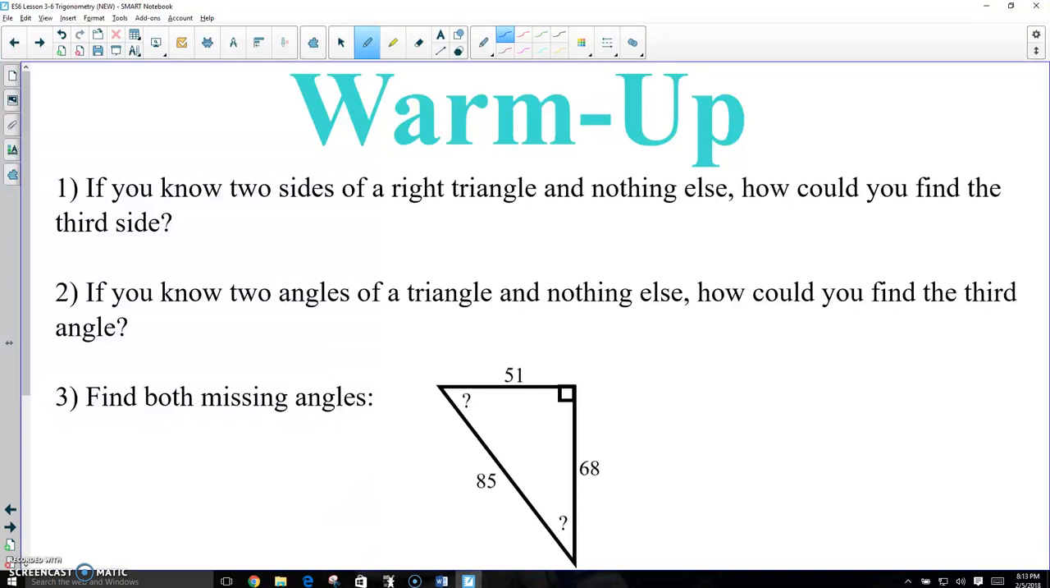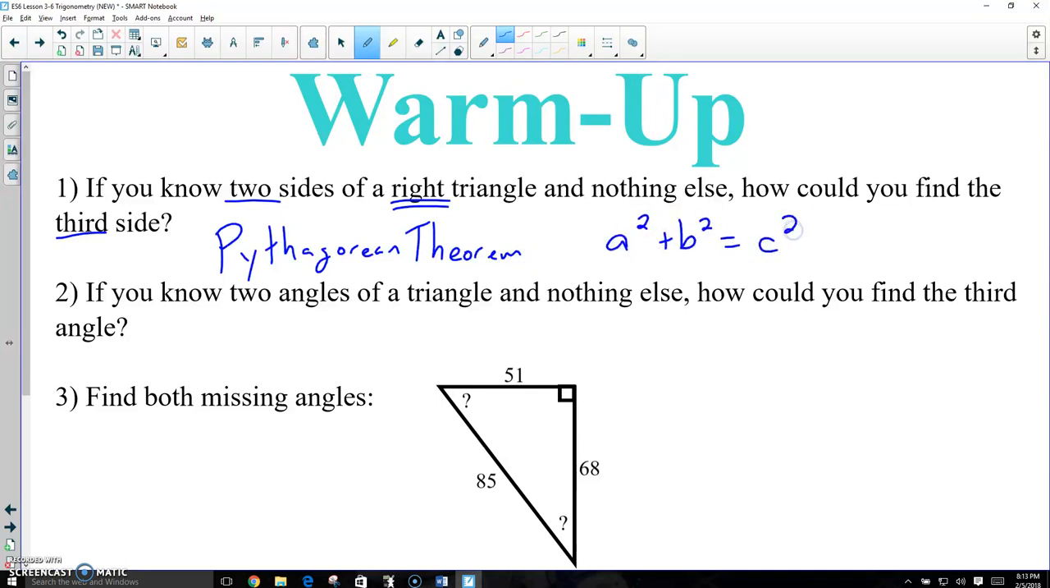On the first one, if you know two sides of a right triangle, so the big key there is that it's a right triangle, in order to find the third side, you would need to use the Pythagorean theorem, which we also know is a squared plus b squared equals c squared. Remember that c is your hypotenuse.